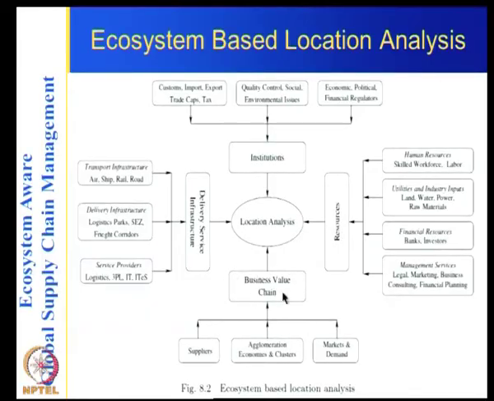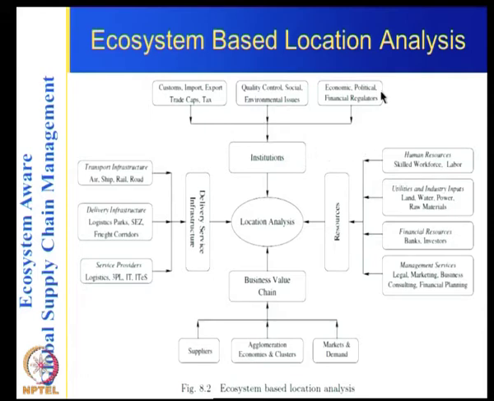So this is the thing. You have the business value chain, which includes the suppliers, agglomeration economies, clusters, markets, and demand. And you have human resources, utilities, financial resources, and management services. These are the kinds of resources that you require. And you also have the delivery, like transport infrastructure, delivery infrastructure, logistics parks, and service providers. These are all the people that are needed for this, and the institutions.